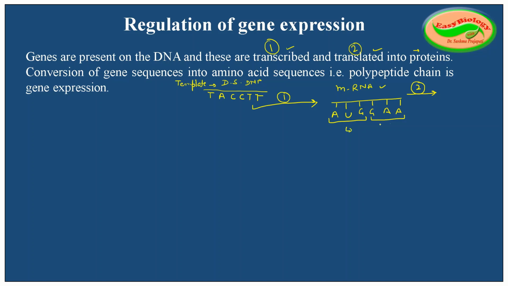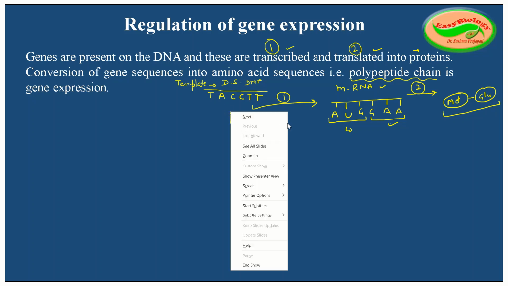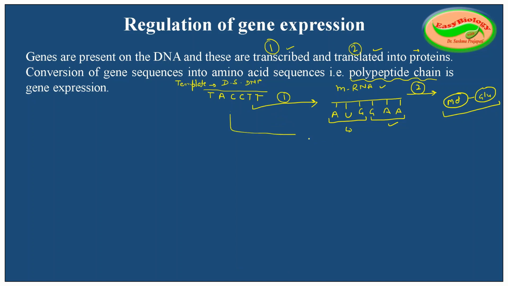So AUG codes for methionine and this codes for glutamine. So like this we have a chain of amino acids. This is known as a polypeptide chain. So finally, the conversion of the gene sequence into the polypeptide chain is known as gene expression. Okay, so this is gene expression.